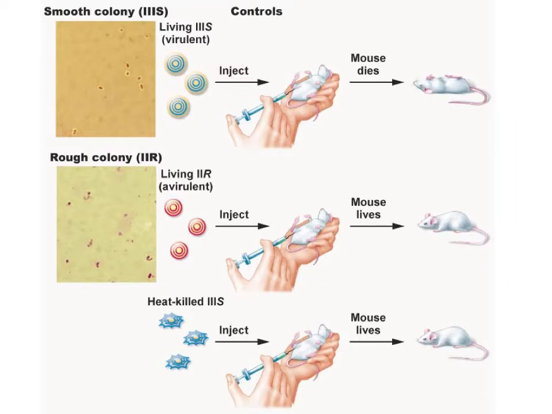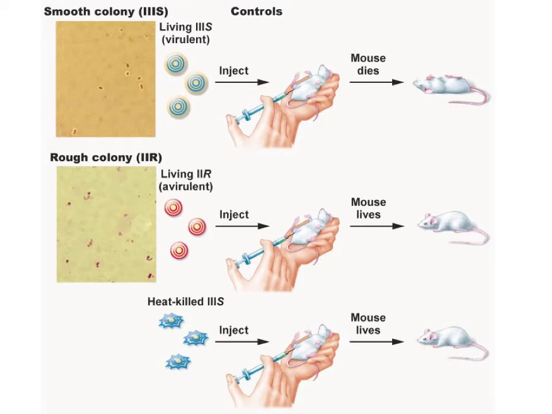The first experiment that we're going to touch on is one run by a gentleman named Griffith. What Griffith was working with was two strains of a pathogen, one of which, when injected into a mouse, would kill the mouse. This is a virulent strain of pathogen. It infects and kills. There was another strain of this pathogen that when injected into the mouse had no effect on the mouse. So one of these pathogens had a lethal effect on the mouse, the other did not.